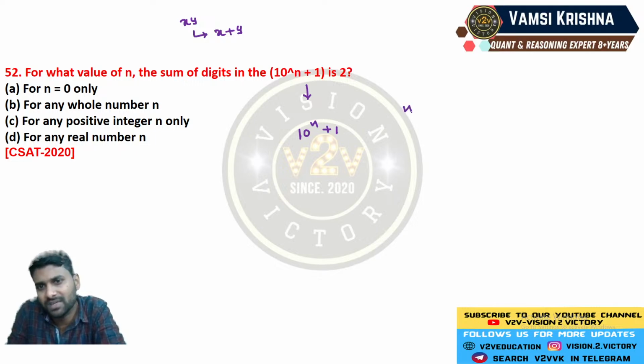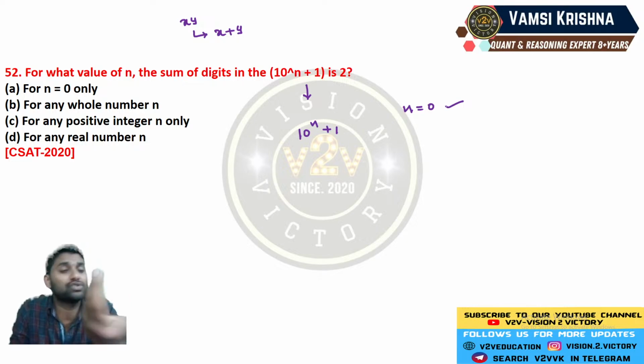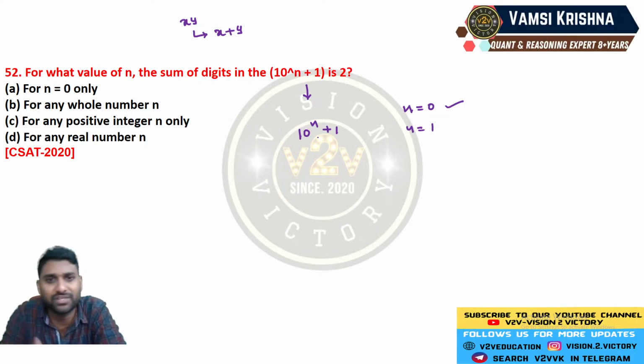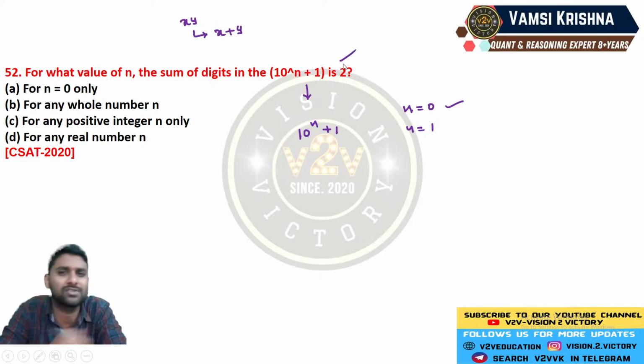Let me solve in this way. If n is equal to 0, 10 power 0 is 1, 1 plus 1 is equal to 2. Yes, the condition is valid. Now maybe there is a possibility you can choose this. But if you go for n is equal to 1, 10 power 1 is 10, 10 plus 1 is equal to 11. 11 means again 1 plus 1 is equal to 2. Still, it validates our information. Now n is 1 is also possible. Now if you go for n is equal to 2, that means 10 squared, 100. 100 plus 1 is 101, and not 2.